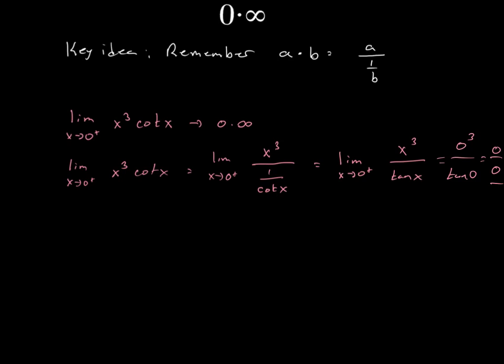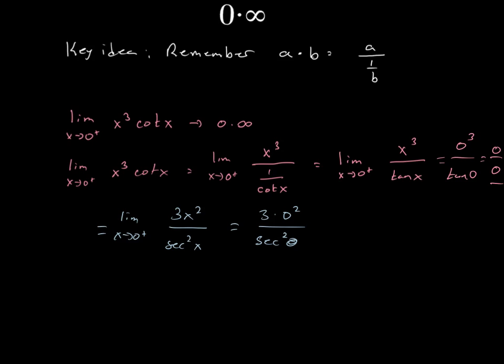So now, by L'Hopital's rule, I know that this limit is going to be equal to the limit as x approaches 0 from the right of the derivative of x cubed, which will be 3x squared, over the derivative of tangent, which is secant squared. And when I plug 0 in, that's going to be 3 times 0 squared over the secant squared of 0.